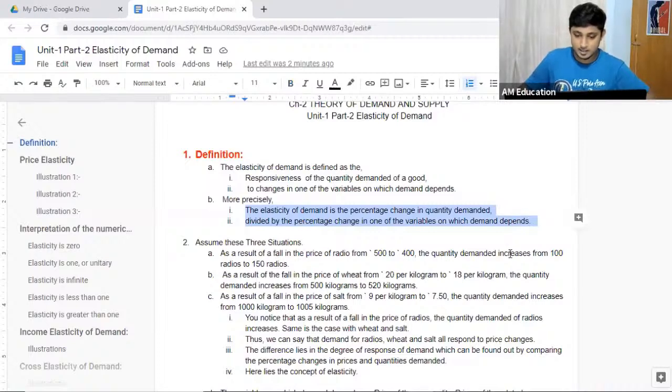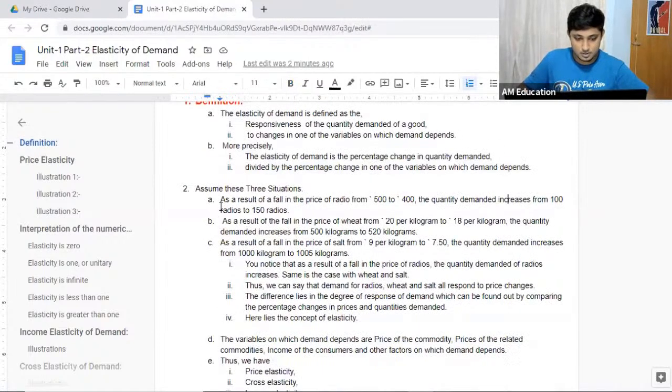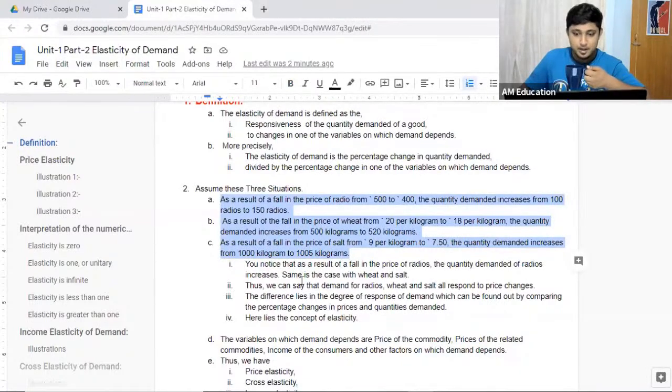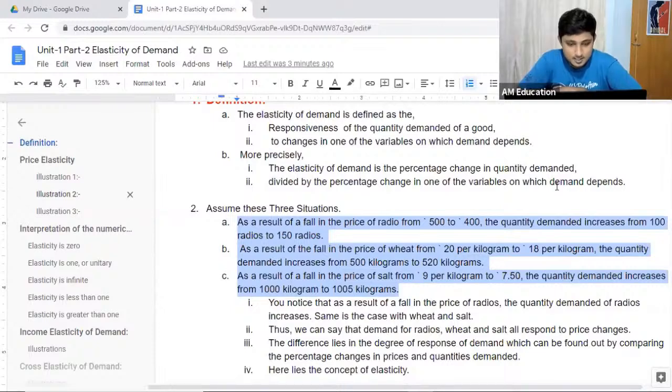Hey, did we solve all of these sums? These three sums? Guys, could you find out the elasticity of these three sums for me? A, B, and C. As a result of fall in the price of radio from rupees 500 to 400, the quantity demanded increases from 100 to 150. Let us solve together.